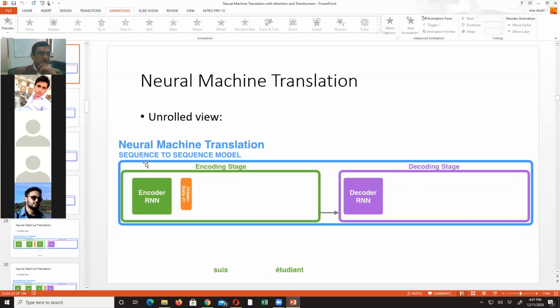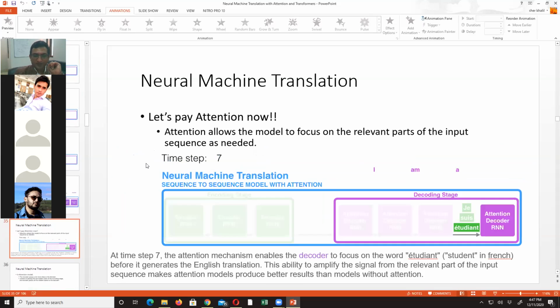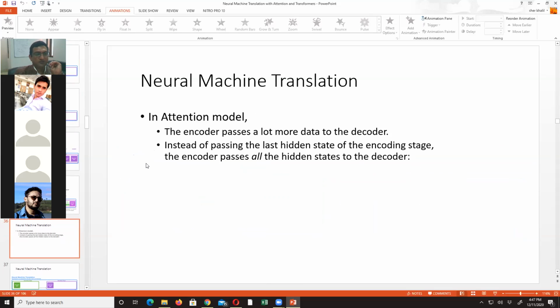Until 2014, this was the only model we were using for translation. But then in 2014 came the paper "Attention Is All You Need". In attention, they say the encoder passes a lot more data to the decoder. Instead of passing the last hidden state of the encoding stage, the encoder passes all hidden states to the decoder. That is the only difference.